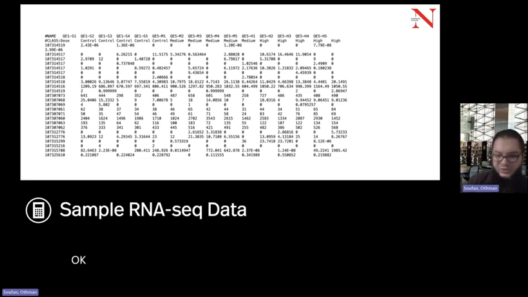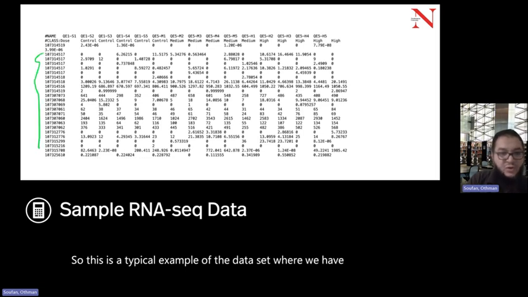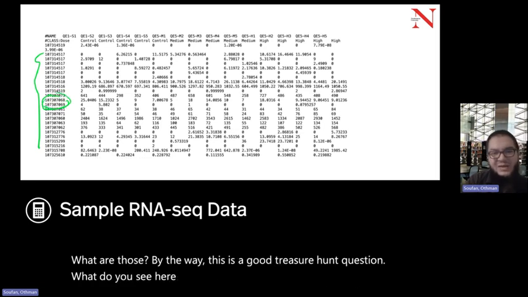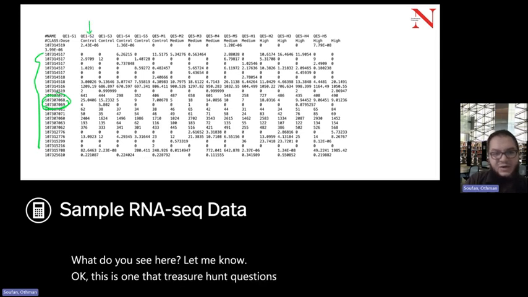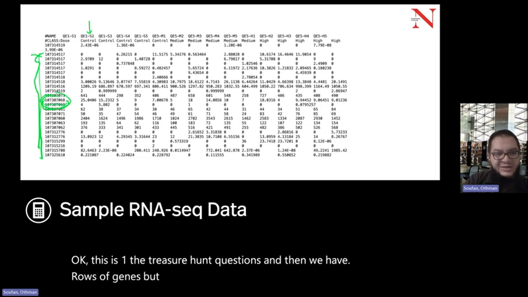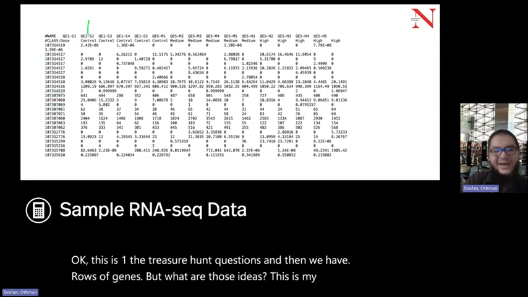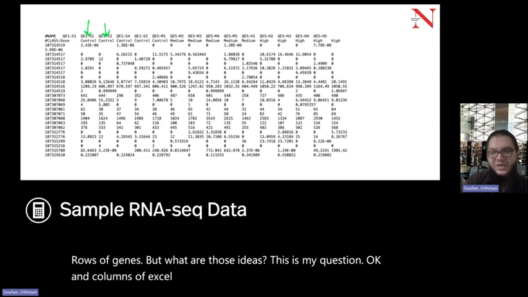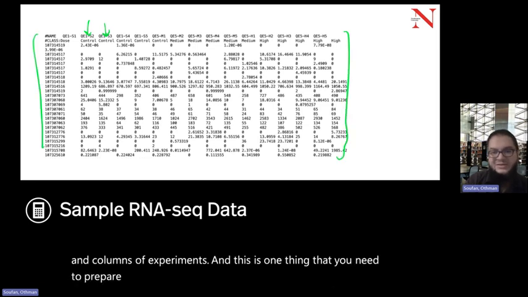Okay, so this is a typical example of the data set where we have rows of, what are those, by the way? This is a good treasure hunt question. What do you see here? Let me know. Okay, this is one of the treasure hunt questions. And then we have rows of genes, but what are those IDs? This is my question, okay? And columns of experiments. And this is one thing that you need to prepare for your analysis in the assignment.